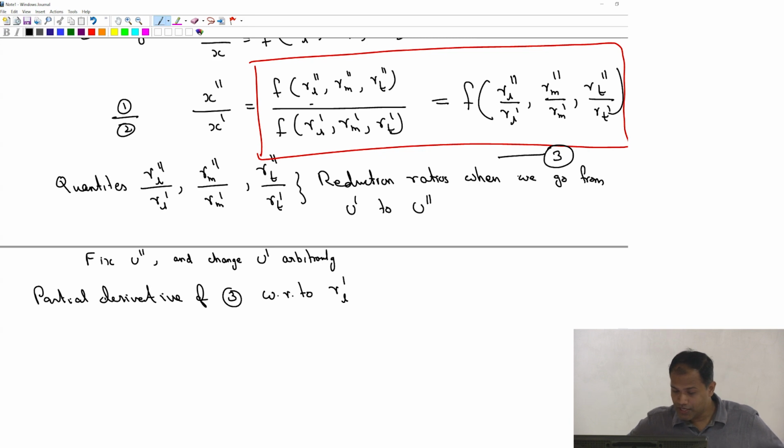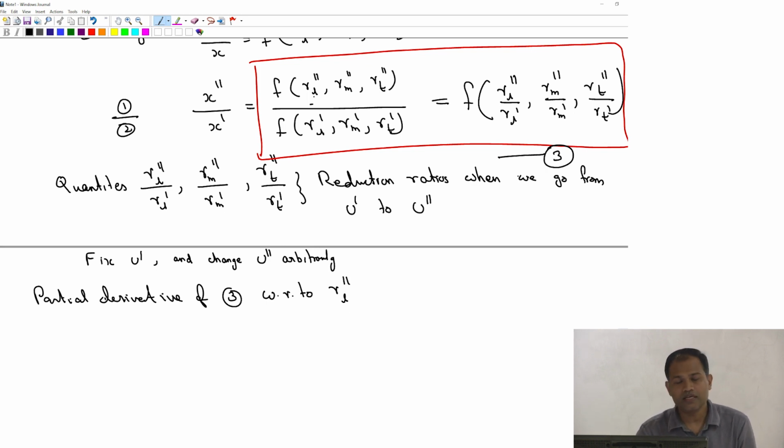so I'll do the other way. I'll keep u prime as the fixed quantity and u double prime as arbitrary, so that I can differentiate the double primed variables. You could do it either way. You'll see that it's just the inverse of the other. So I have to now differentiate this boxed expression with respect to RL double prime.